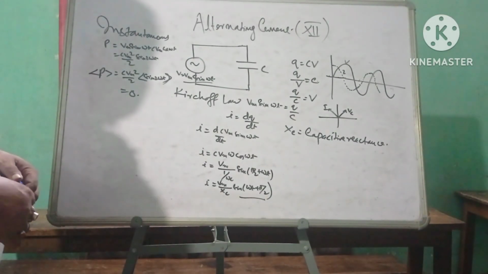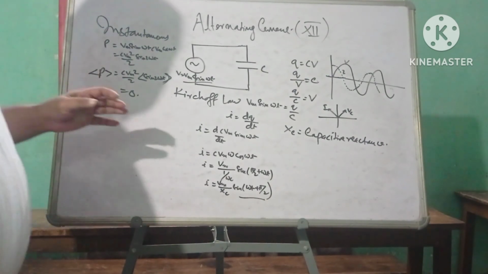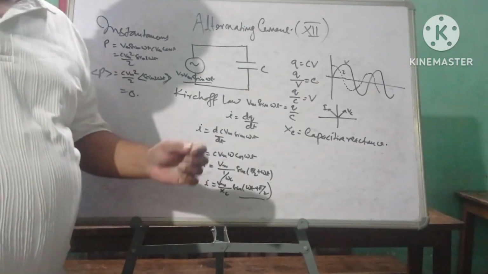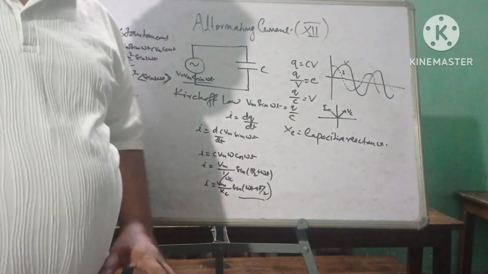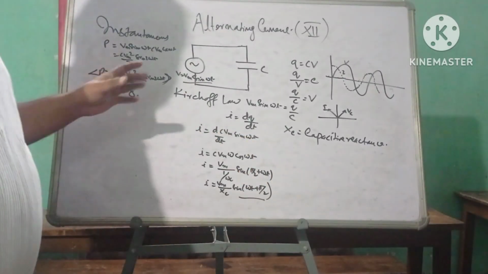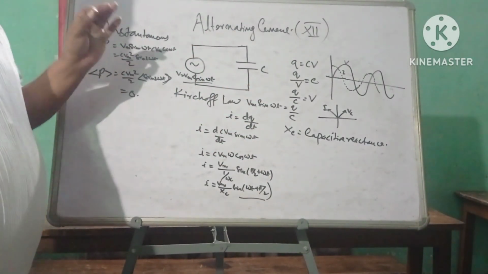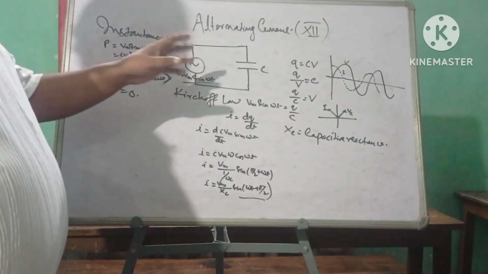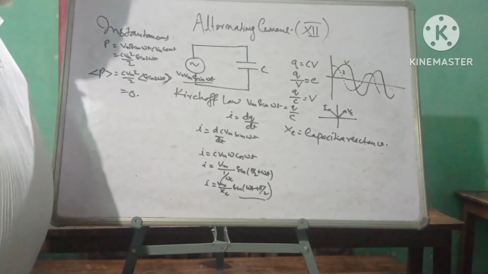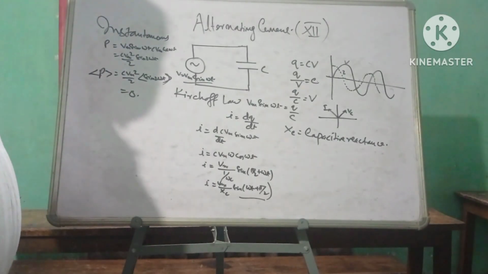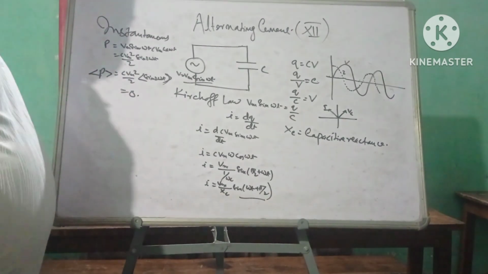I'm again going to repeat the same thing, that your average power is only for a resistive circuit. There is no power for inductive and capacitive circuits. This is the conclusion we get, and I have tried to make everything clear.